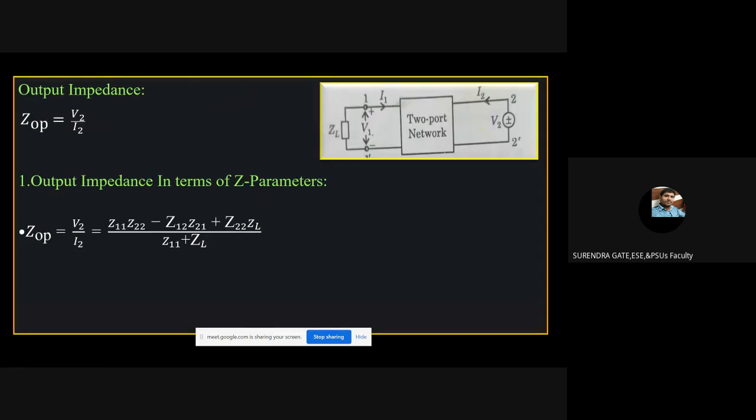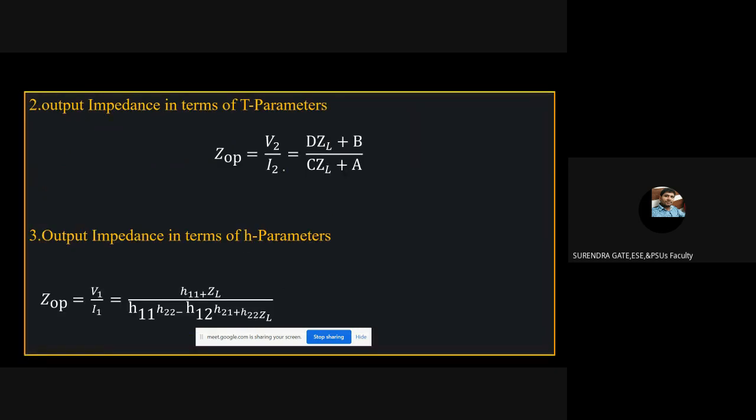Next, how to calculate the output impedance? To calculate the output impedance, the load impedance is connected at the input port. Then how to define it? The source is connected at the output port. Then output impedance equals V2 by I2. Then what is the output impedance in terms of the Z parameters? That you concentrate. What is the output impedance in terms of the ABCD parameters? Every formula is important, students.